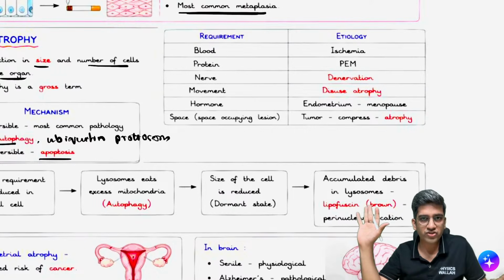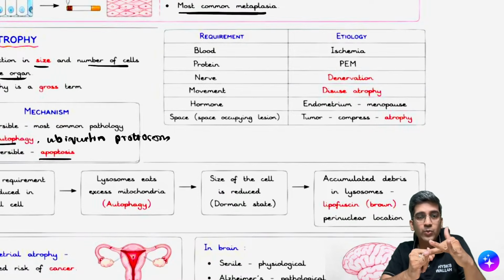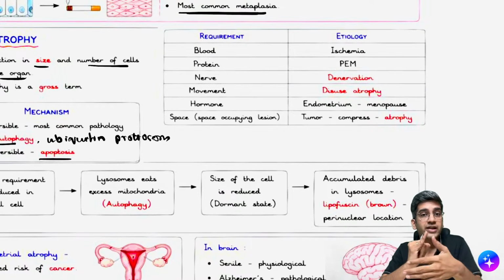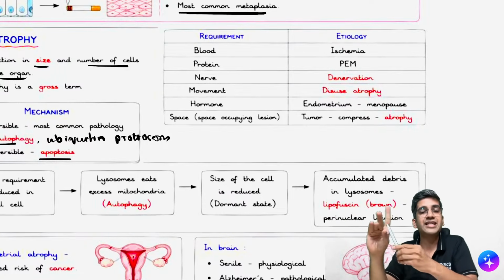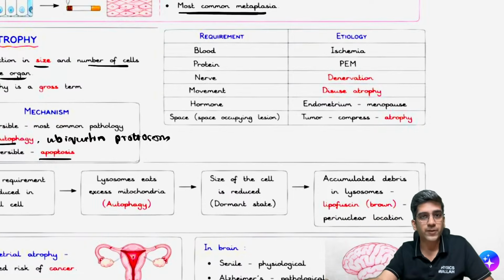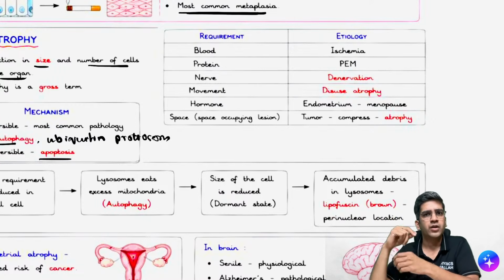You need food to survive. The same way your cell also needs food to survive. It needs blood supply, oxygen, proteins are required, nerves are required for some, right? I have to use the organ. If I don't use that, obviously it'll get atrophied, right? The best example for that is post-fracture. You have a fracture, you don't use an organ, obviously the muscle becomes smaller.